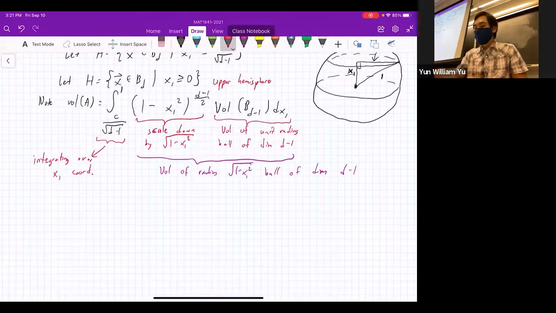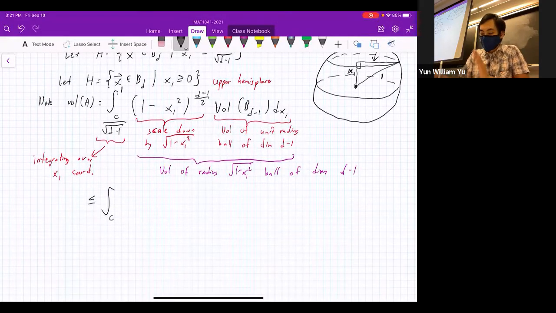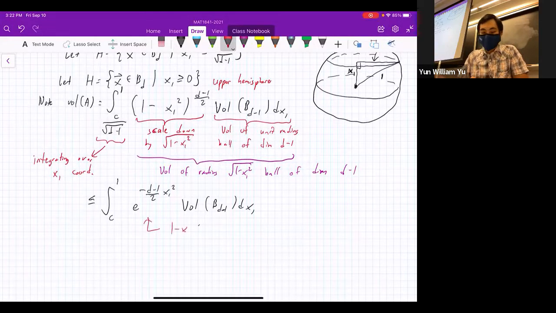Okay, so now we're going to do a series of approximations. So let's say this entire thing is less than or equal to some integral. I'm not going to set the bounds yet. Well, actually, the integral is from c to 1. And we're going to replace the first part with e to the minus (d minus 1) over 2 times x1 squared, times the volume of B_{d minus 1}, dx1. And we can do this, of course, because we know that 1 minus x is less than or equal to e to the minus x. So we're just using that known inequality, and we're plugging that in.